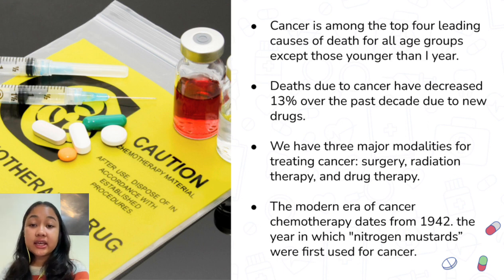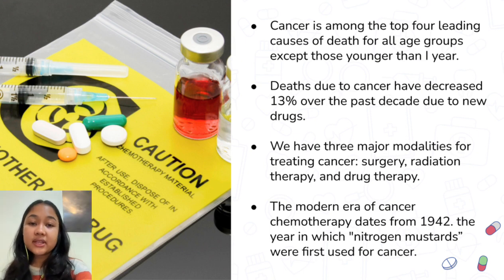Cancer is the second leading cause of death. It is among the top 4 causes of death for all age groups except those younger than 1 year old. Among women, the most common cancers are those of the breast, lung, colorectal, and uterine, and among men are prostate, lung, colorectal, and urinary bladder cancer. Thanks to advancements in cancer drugs, deaths due to cancer have decreased by 13%.